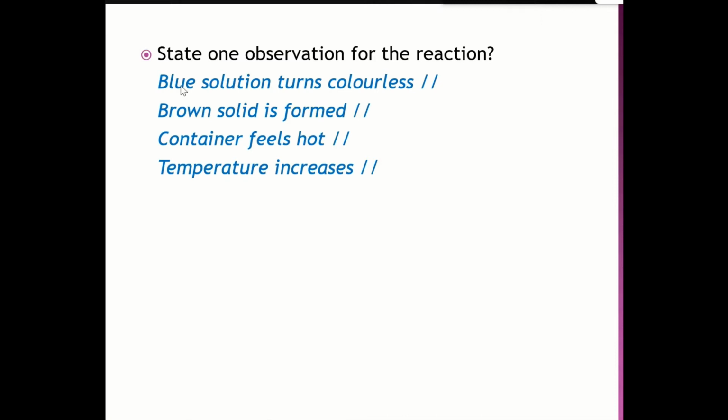But many students have a problem when they write out this observation. Number one, what is the main problem here? They don't write solid, but they write brown precipitate. Can we apply the term precipitate over here? Precipitate only comes out when a double decomposition reaction is carried out. For example, when lead(II) nitrate solution is mixed with sodium chloride solution, a white precipitate is formed. That is the formation of a precipitate. So try to encourage them to just mention the physical state of the substance.